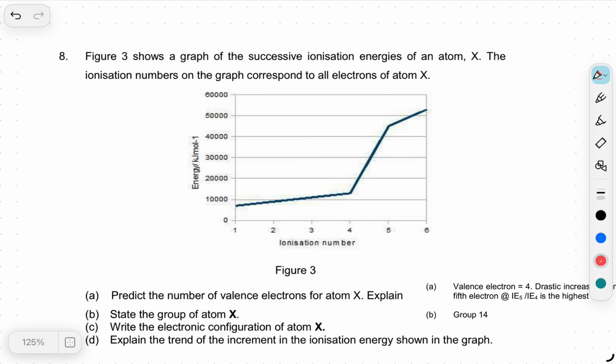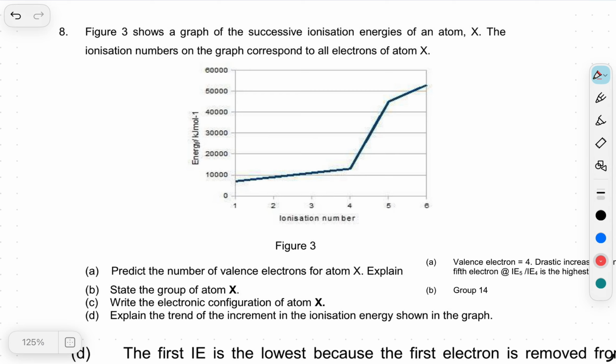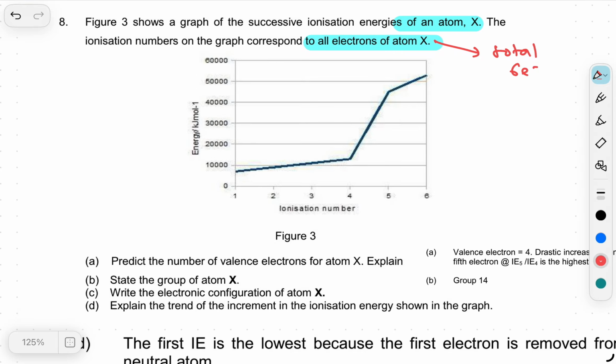So this is a graph given to you, and it's on ionization energy. This shows the ionization energy of atom X. The ionization number of the graph corresponds to all the electrons in atom X. So in total, we have a clear picture that atom X has a total of 6 electrons. It's not the valence electrons here, it's totally 6 electrons. Now predict the number of valence electrons for atom X and give an explanation.